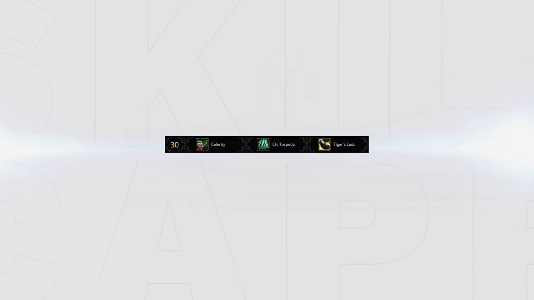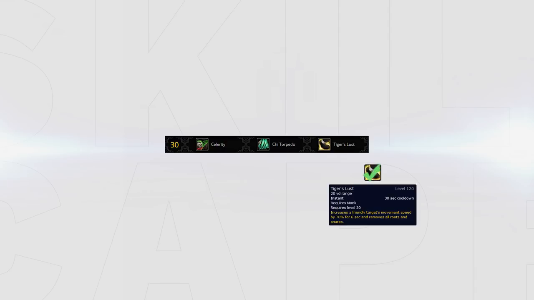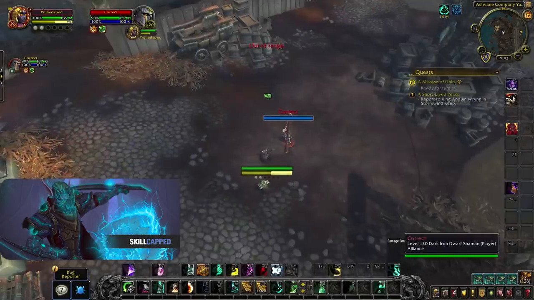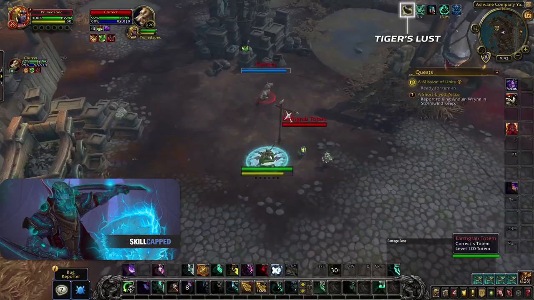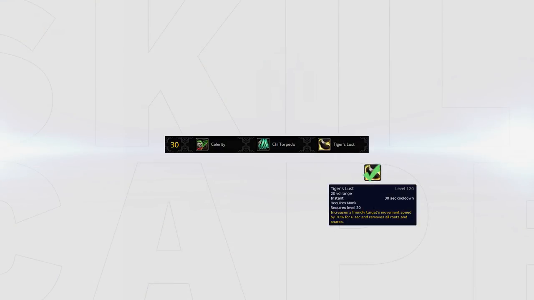Row 30 is another row that has remained the same, resulting in Tiger's Lust being the best choice. Having a Rune Breaker on a short cooldown, which can be used on yourself or partners, is incredibly powerful in many situations. If used correctly and wisely, this will definitely be the best choice in this tier.